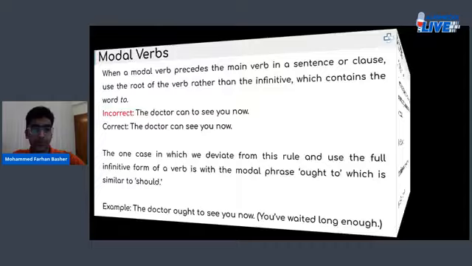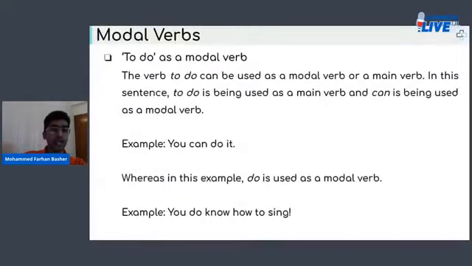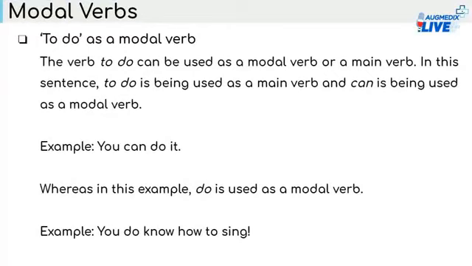Okay. Now, to do as a modal verb. The verb to do can be used as a modal verb or a main verb. In this sentence, do is being used as a main verb and can is being used as a modal verb, such as you can do it. Whereas in this example, do is used as a modal verb: You do.